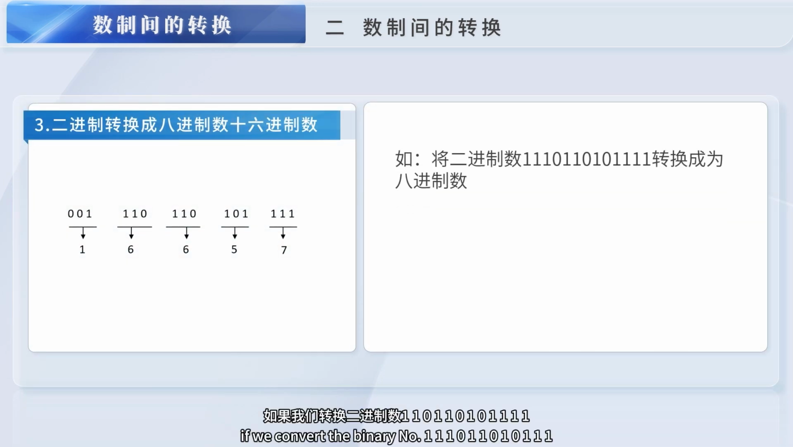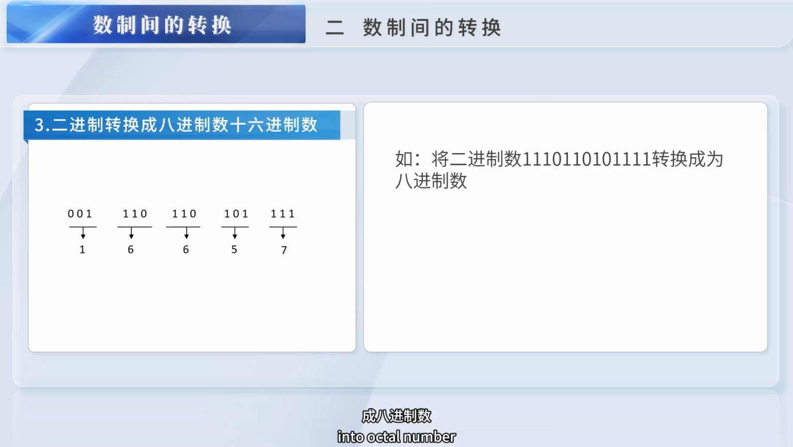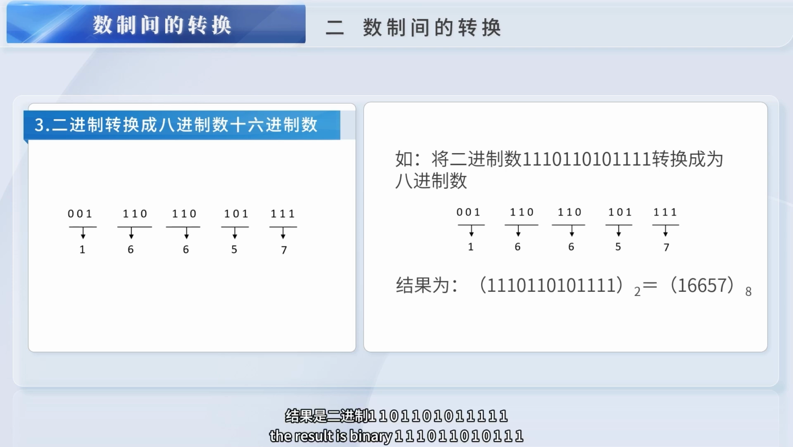For example, if we convert the binary number 11111111 into octal number, the result is binary 11111111 is equal to octal number 377.